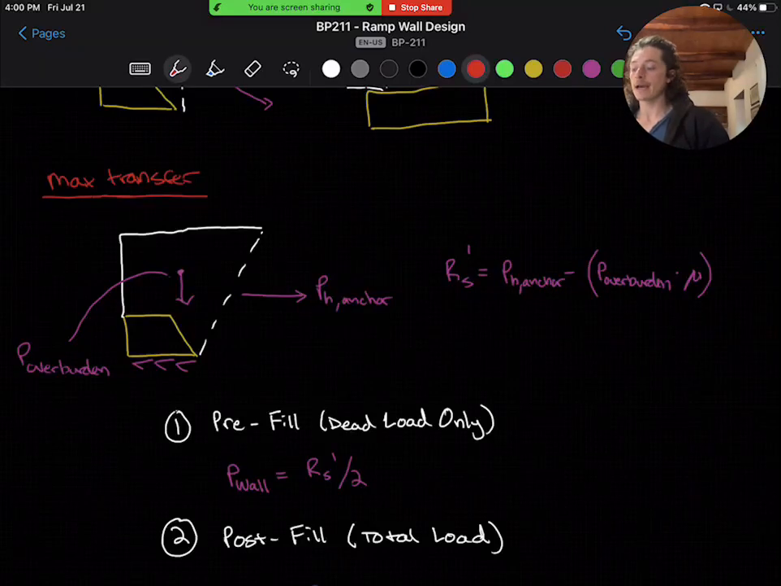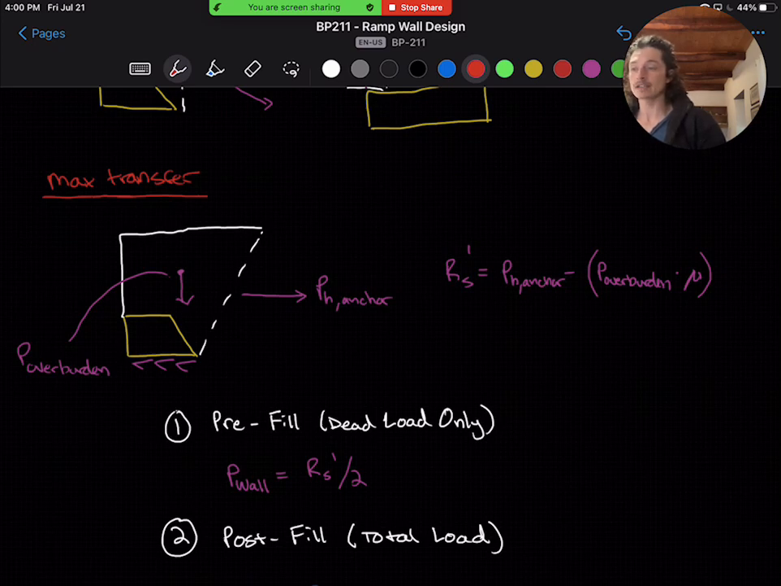Now, at that max transfer point, we can draw a free body diagram to see the forces that will be transferred into the wall, which will be the entirety of the horizontal forces minus the sliding resistance of the anchor, which will be the overburden weight multiplied by the coefficient of friction. This is what we call RS prime.